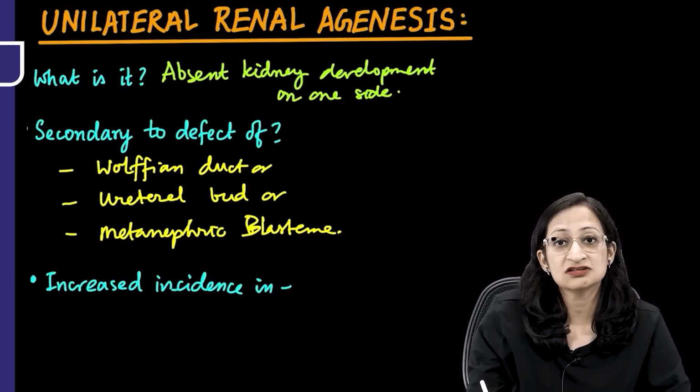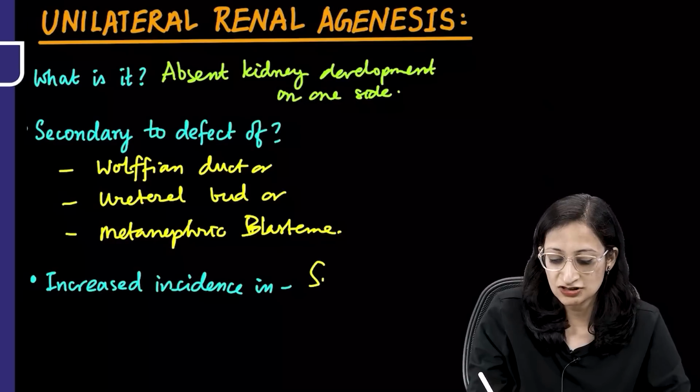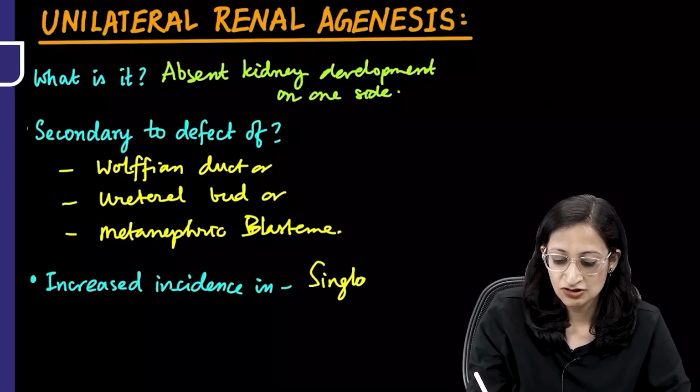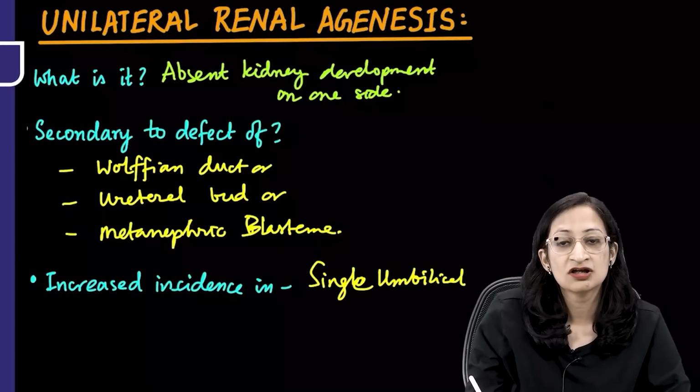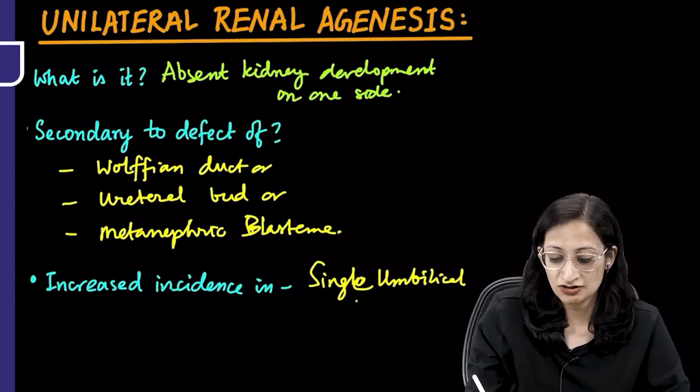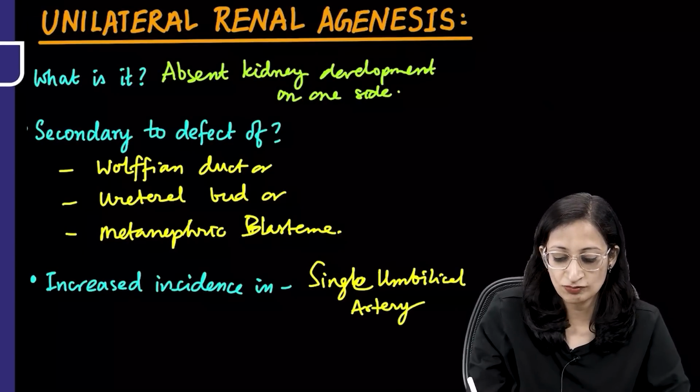And there is increased incidence in those babies who have single umbilical artery. So normally there are two umbilical arteries and one umbilical vein in the umbilical cord, but if a baby has single umbilical artery, there are increased risk of renal anomalies in that baby.